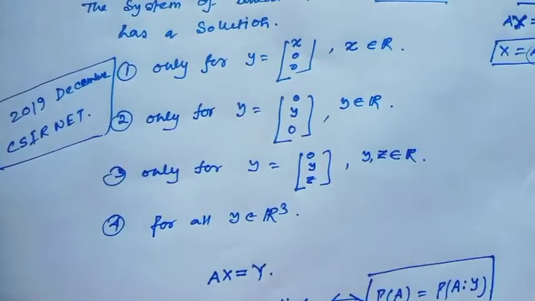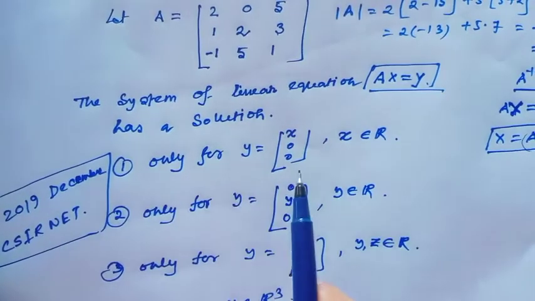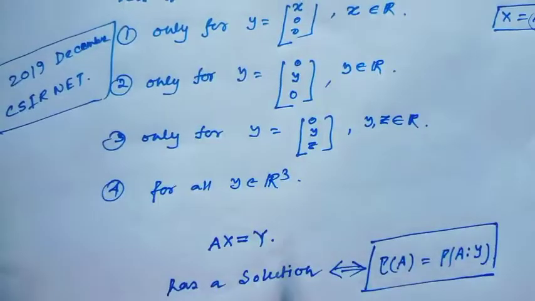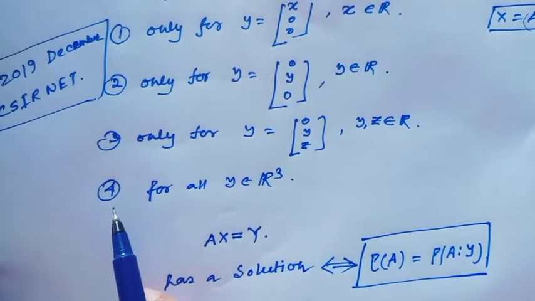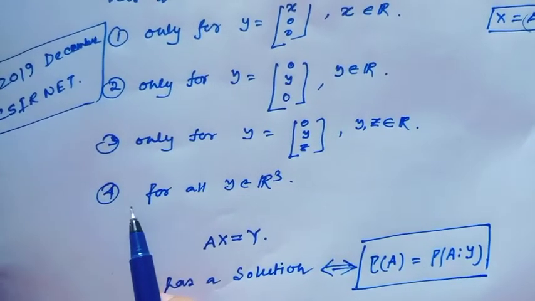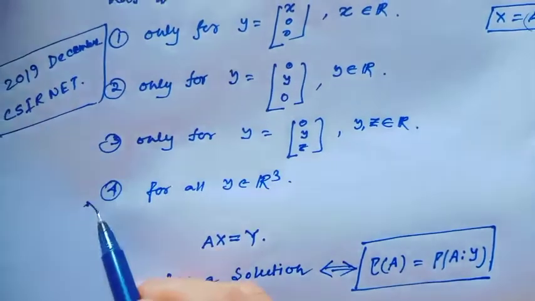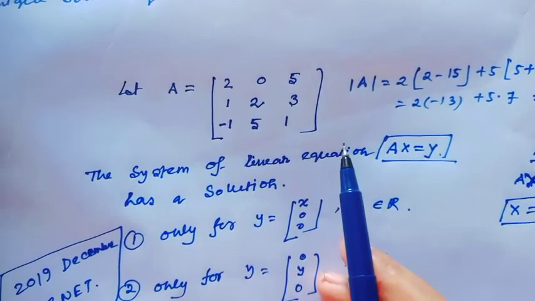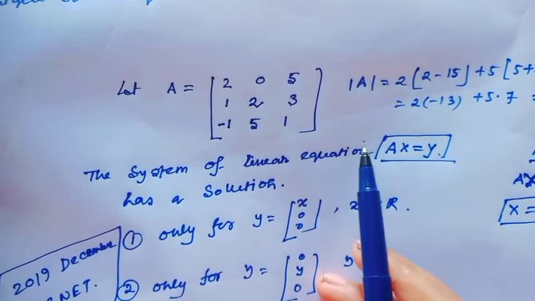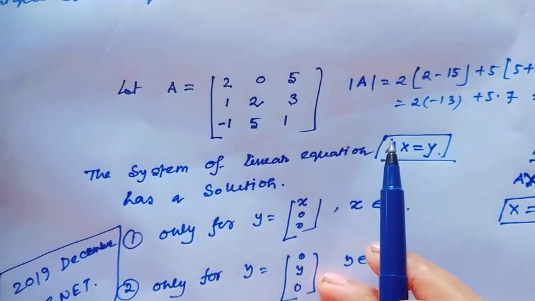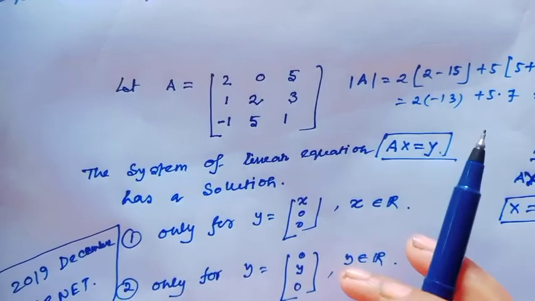Next, come back to the question. Here only for this y, only for this y, only for this y. And notice option 4 indicates for all y belonging to R3. This is the true option because the determinant of this matrix is not equal to 0. I hope all my viewers have understood this question clearly.